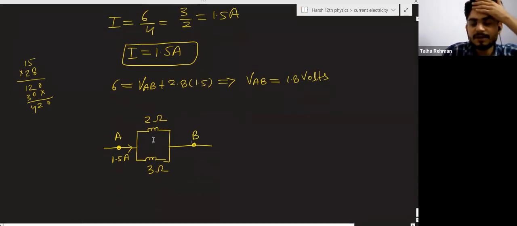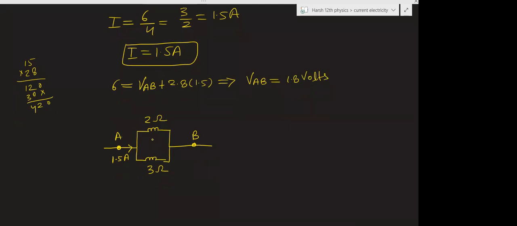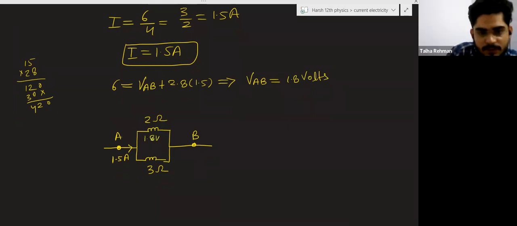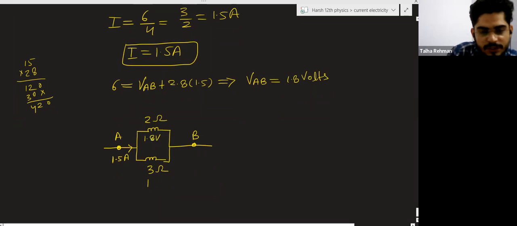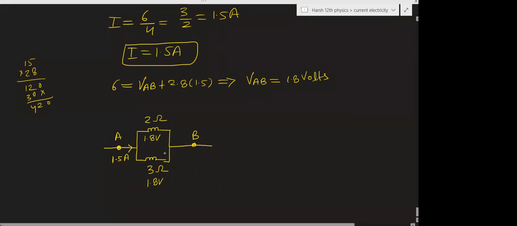These both resistances are connected in parallel. So this 1.8 volt will be here, and here also the potential drop will be 1.8 volt because this is a parallel combination. Now we can find the current across this.